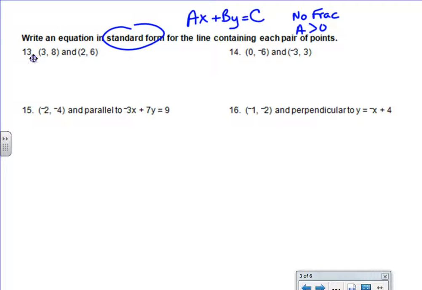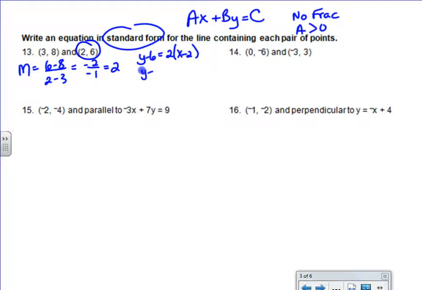Two points, I don't have slope, so I need to calculate slope first. y2 minus y1 over x2 minus x1 simplifies to negative 2 over negative 1, which is a positive 2. Now you could use either one of these points for point-slope form. I'm going to choose this point. So y minus 6 equals 2 times (x minus 2).